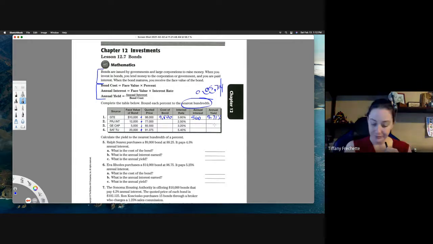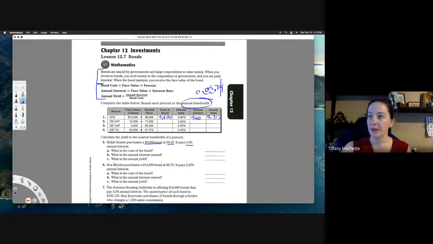All right, so let me see. I'm looking down below here at the word problems. I don't see anything super crazy. So calculate the yield to the nearest hundredth of a percent. Ralph Cerez purchases a $9,000 bond at 88.25. It pays 5% annual interest. So, what is the cost of the bond?